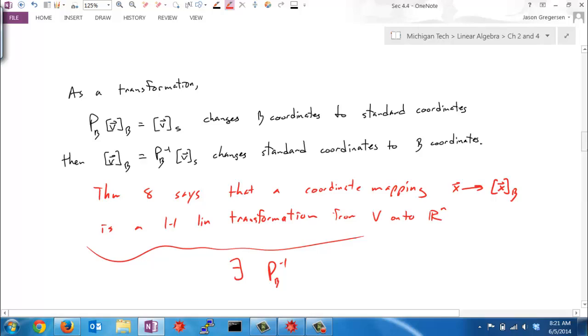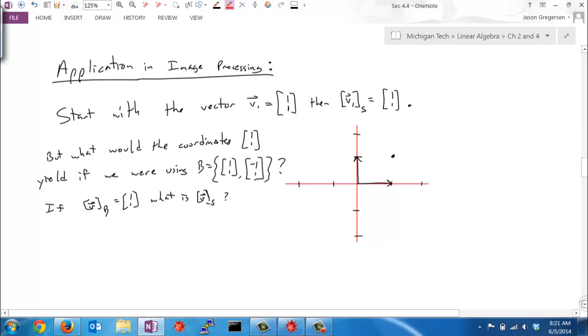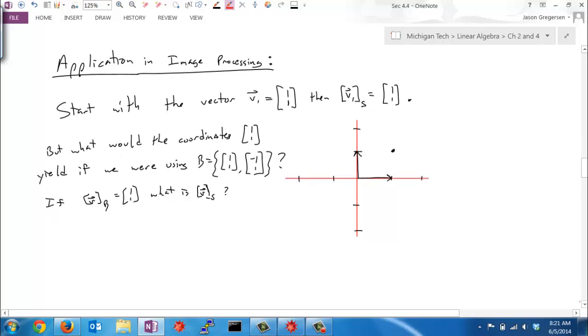Okay, so let's look at a little application here. An application in image processing, sort of. We're starting with the vector v1, which is 1, 1. I can think about that vector as being the same thing as its coordinates in the standard basis. If I talk about 1, 1, I'm talking about this point right here, and if I find its coordinates in the standard basis, it's 1, 1. We really don't distinguish between the coordinates and the vectors when we're using the standard basis.